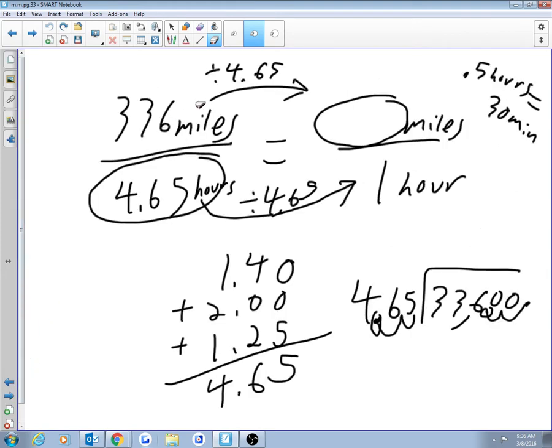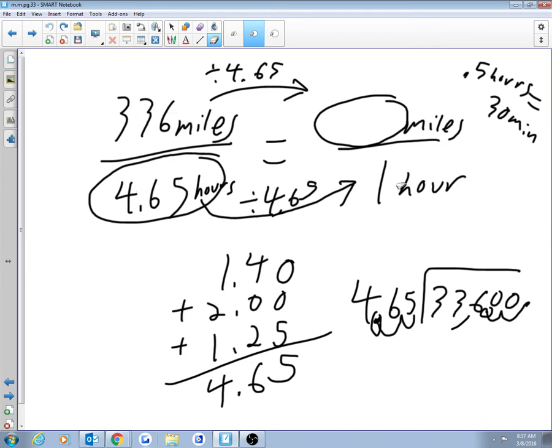Number 2, we got 336 miles. The Jones family drove 336 miles. Mr. Jones drove for 2 hours, Mrs. Jones for 1.4 hours, and Mr. Jones again for 1.25 hours. We add up all the hours, we line up our decimal, and we get 4.65 hours. So 336 miles for 4.65 hours.